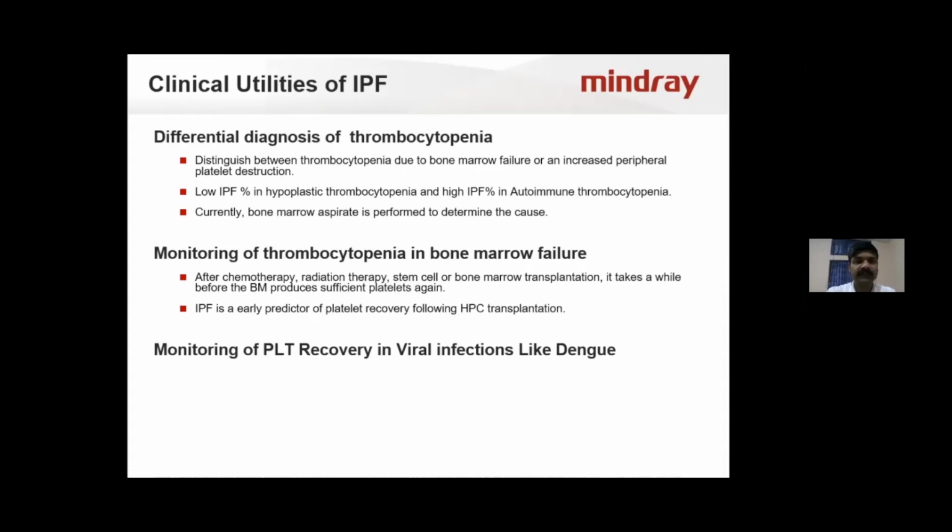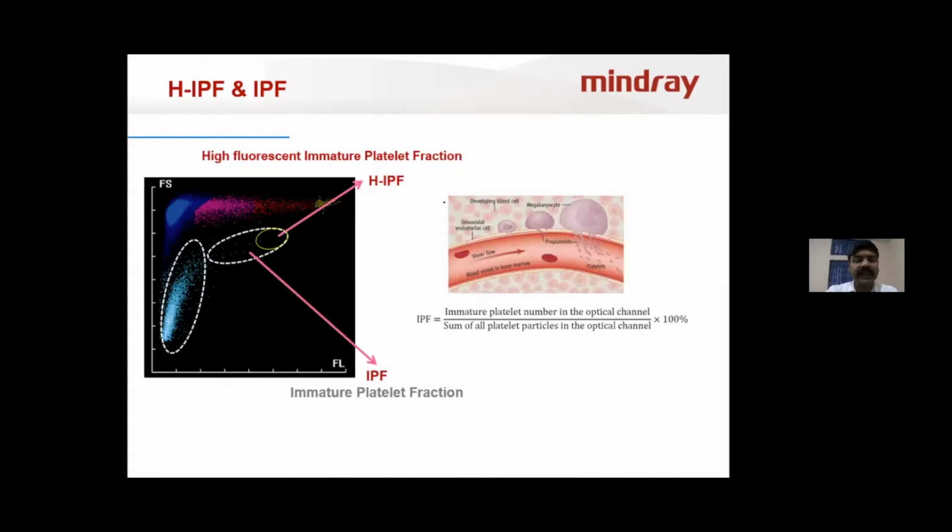So this IPF was used at that time, and afterwards more and more uses for IPF have been determined by pathologists and clinicians. As I was telling, IPF is the ratio of large and immature platelets. So what is the difference between HIPF and the IPF? Our HIPF will give you the ratio of high fluorescent immature platelet fraction.